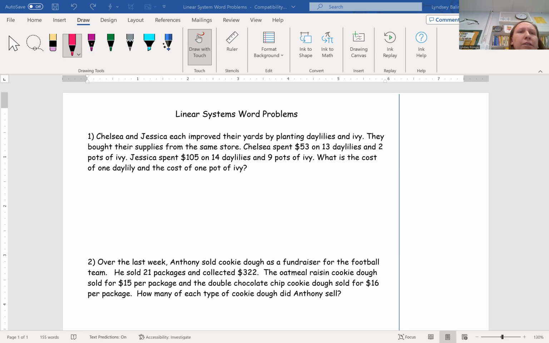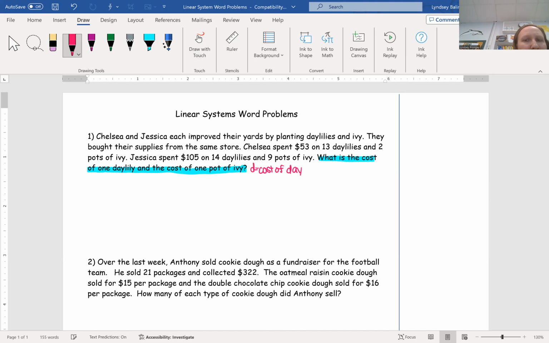So here, the question asks us, what is the cost of 1 daylily and the cost of 1 pot of ivy? So I'm going to say, let D equal the cost of a daylily. And notice I'm not just saying daylily, I'm saying the cost of a daylily. And I'm going to say I is the cost of an ivy. And now those are the 2 variables I'm going to use as I make my equations here.